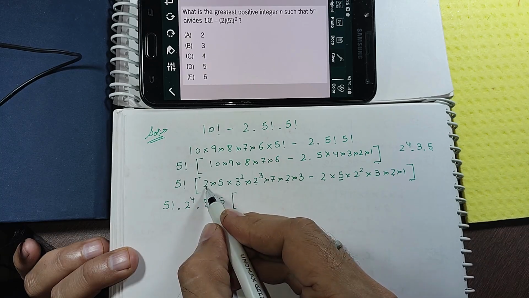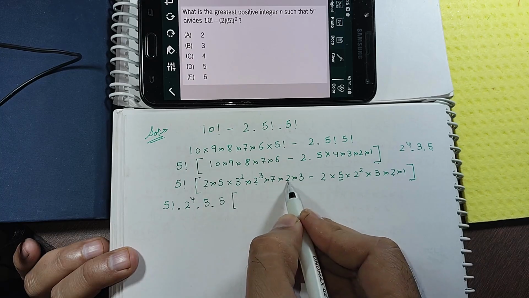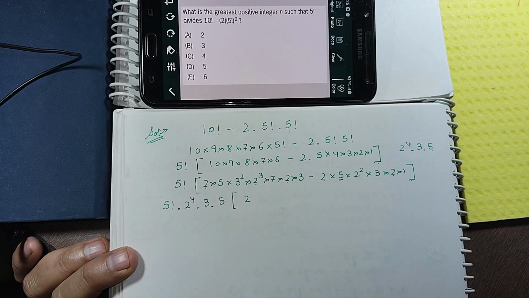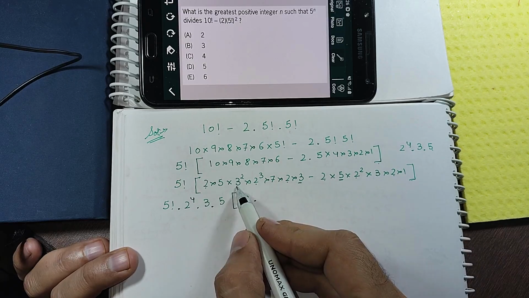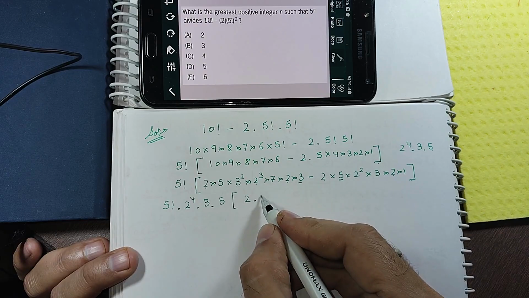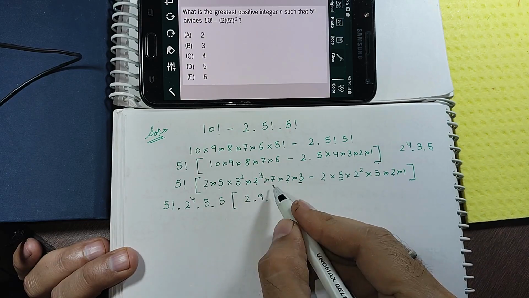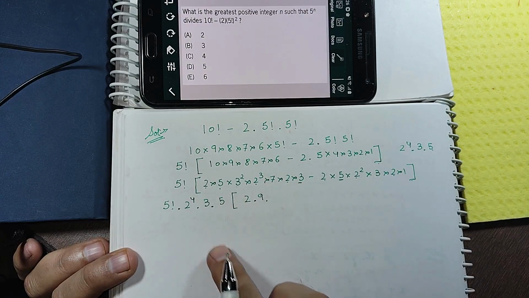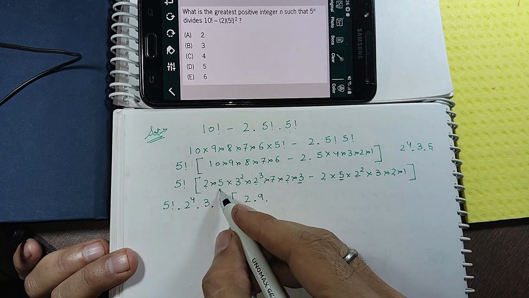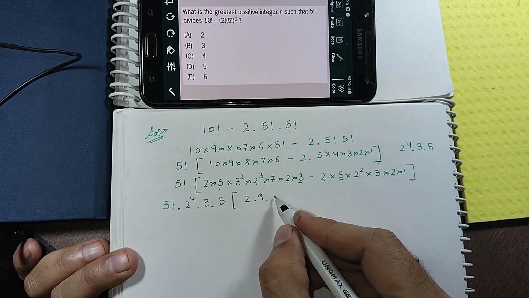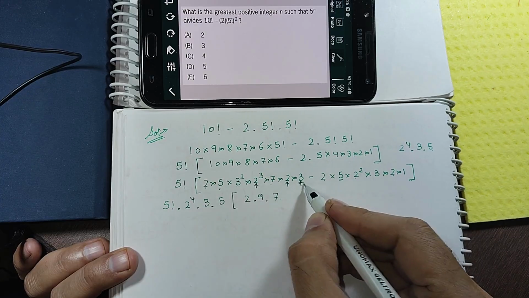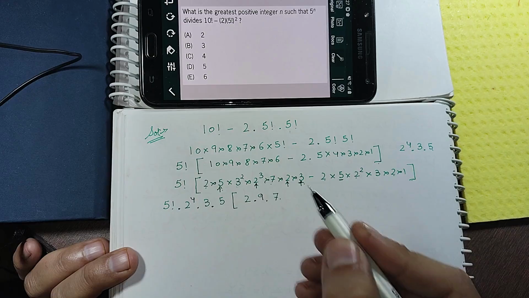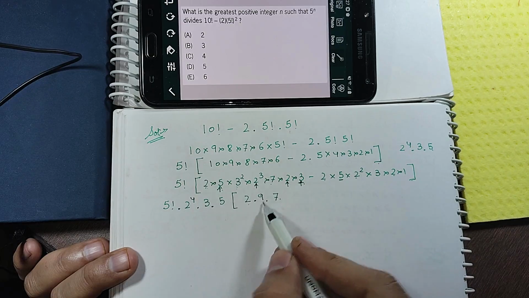So here the total number of 2s are 1, 4 and 5. So only one 2 will be left inside. Now we have to take only one 3 common. So I would be left with this 3 square, which is 9, and at this 5 I have taken one 5 common, so I would be left with 7 only. So basically I have taken 2 raised to power 4 common, one 3 common and one 5 common. So I would be left with 2, 3 square 9 and 7.